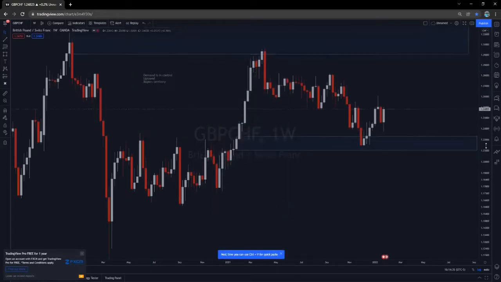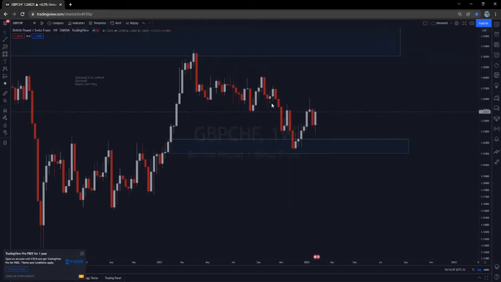If we look at this recent price action, we had this potential area of supply, right? But then there's two problems with it. Problem number one, it hasn't resulted in any break of structure, right?